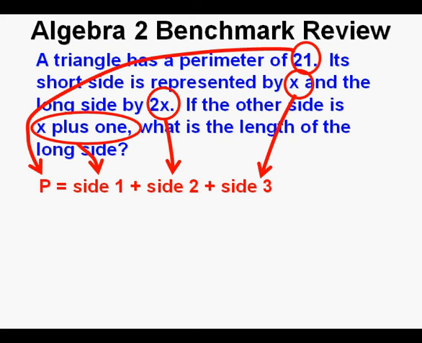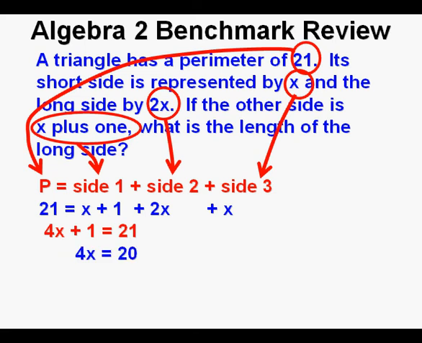Next, we rewrite everything with the substituted value. So we have 21 equals side 1, which is x plus 1, plus side 2, which is 2x, plus side 3, which is just x. How many x's do we have? Well, we have 4, so we have 4x plus 1 equals 21. Subtract 1 from both sides to get 4x equals 20. Solve for x by dividing 20 by 4, so x is 5.